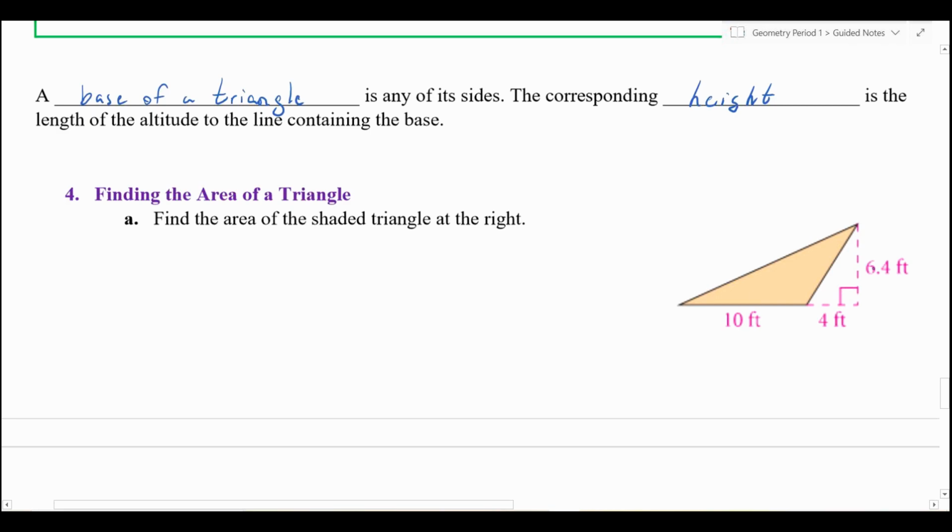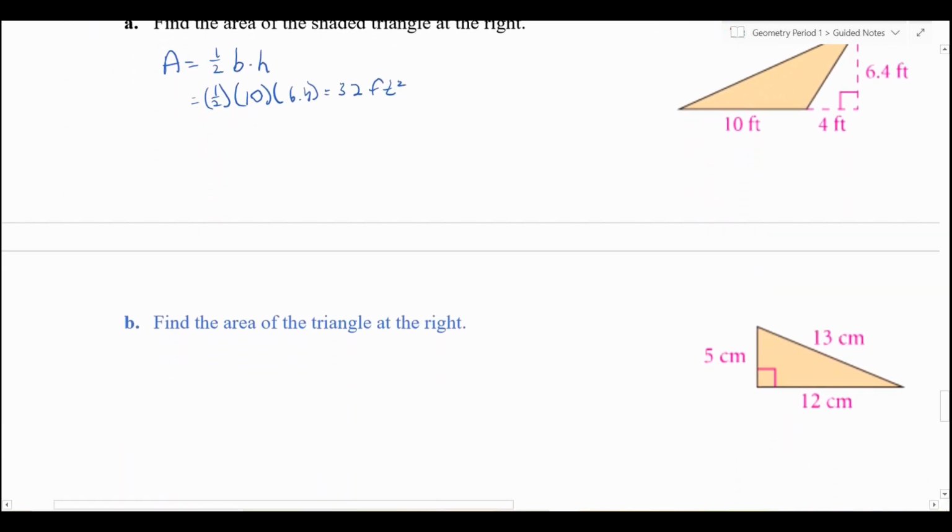So we're going to go ahead and do this. It's going to be area, and the area of a triangle is 1/2 the base times height. So this is going to be 1/2 times the base, which is 10, times 6.4, and that's going to give me 32 square feet. Square feet because our units are in feet and area is always in square units, and that's the area of this triangle.